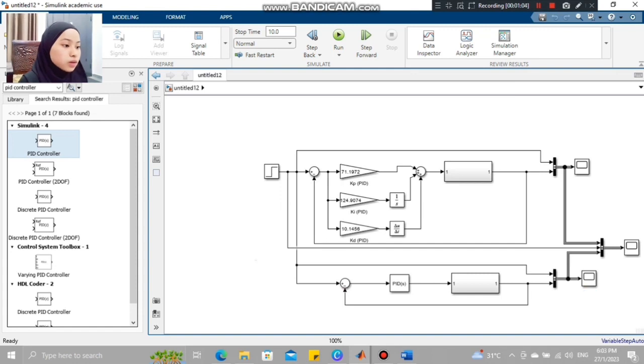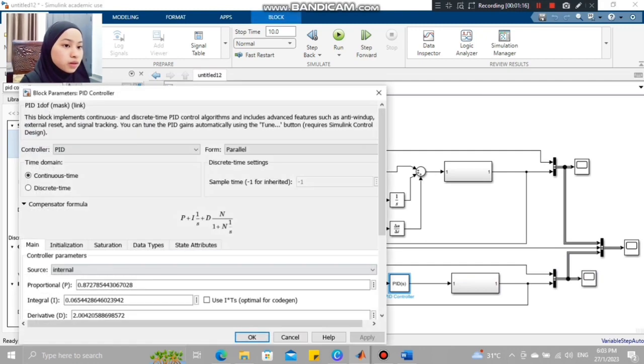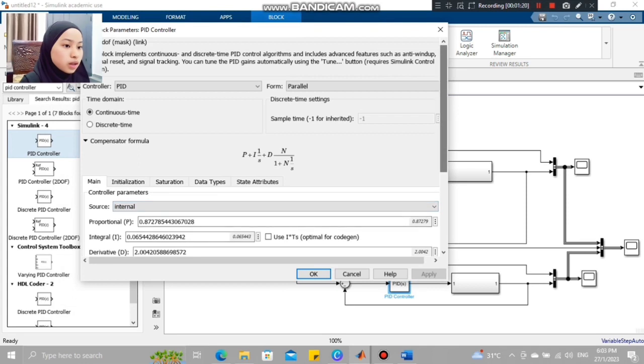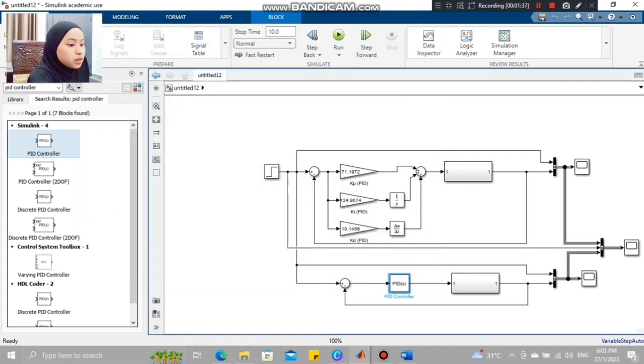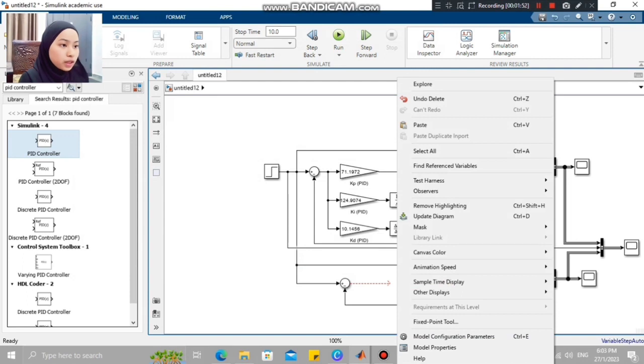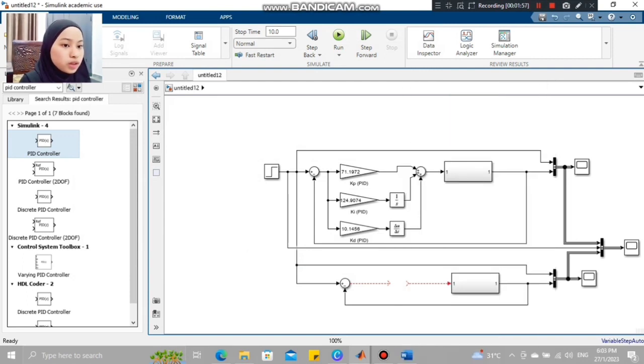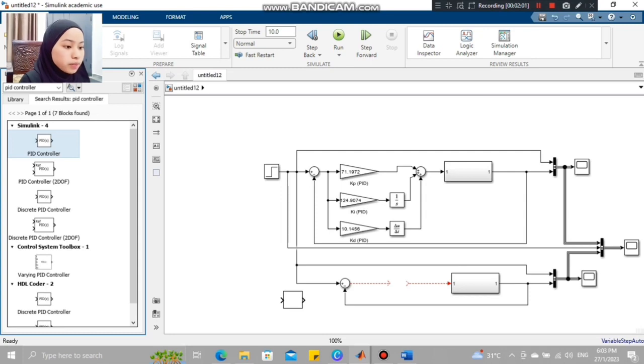Okay, for the PID controller, this is the automatic gain for PID. So we cut this, we delete this. I will show the steps to display a response for automatic tuning. So okay, we put the new PID into this block diagram.